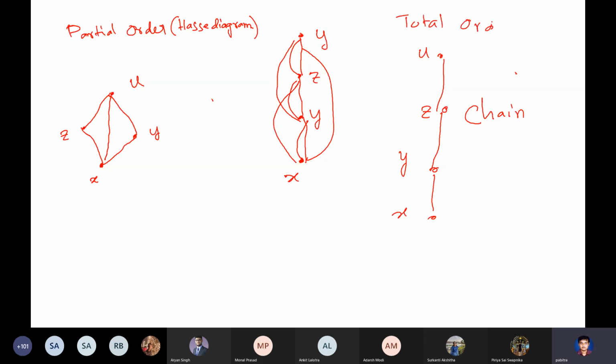Okay, the moment you see a Hasse diagram which is like a chain, if you draw the transitive edges, you can see that it will be a total order. All right, so this is some kind of trick. If you just look at the Hasse diagram, you can immediately say it is a total order if it looks like a chain.